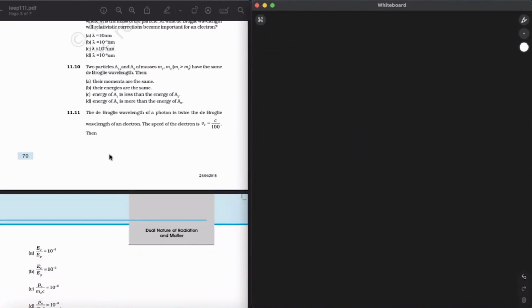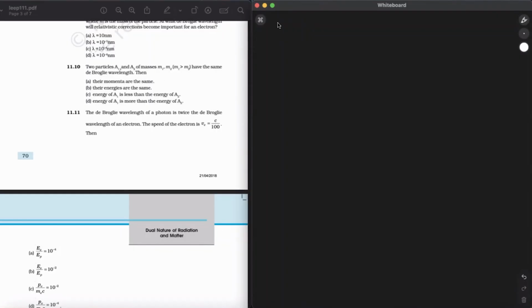Now, question number 10. There are two particles, A1 and... okay, so it's a misprint. There are two particles, A1 and A2, which have masses M1 and M2 such that M1 is greater than M2. Now, if the two have the same de Broglie wavelength, then you have these four options.